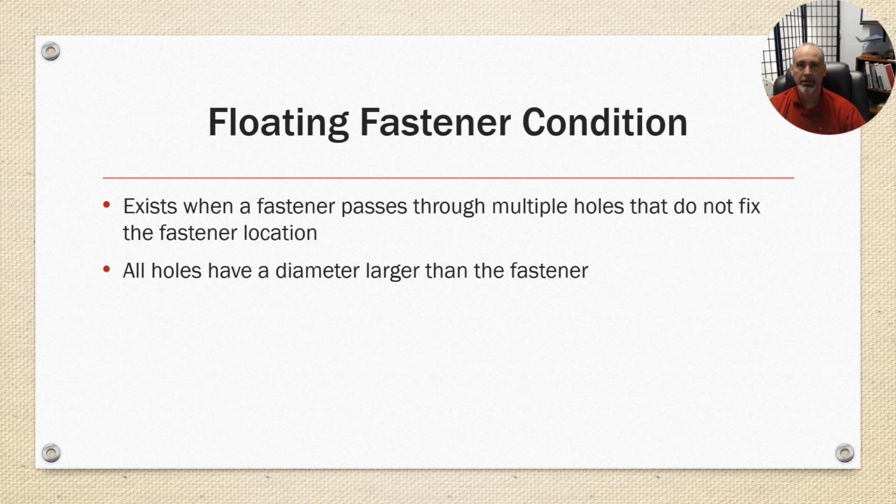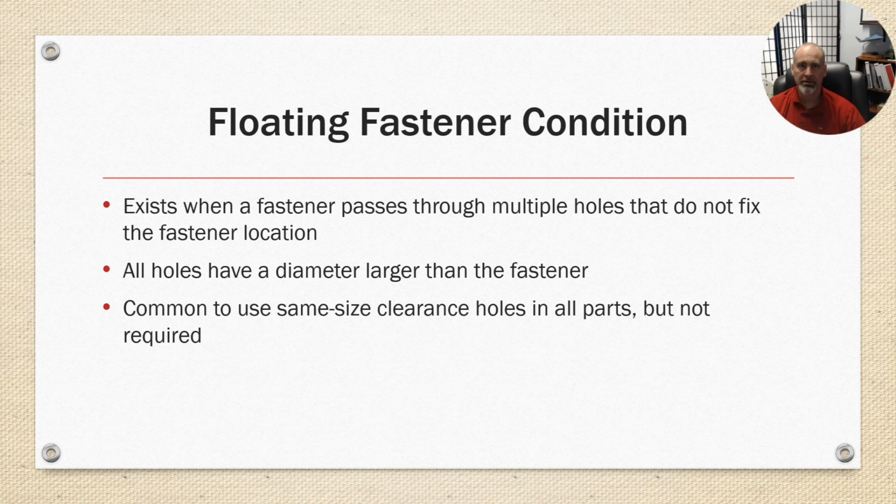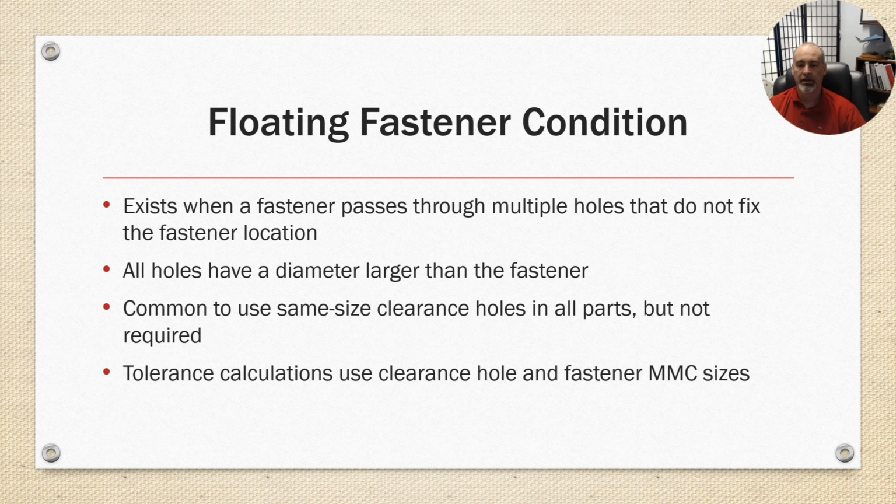All holes have a diameter larger than the fastener, and it's common to use same-sized clearance holes in all parts, but that's not required. Good design would be that if you have multiple parts going together, the clearance holes are all made the same size. Where you run into variations is when you have custom-made parts going in with parts made by different vendors, then it's whatever they designed. So it gets a little more complicated. Tolerance calculations use clearance hole and fastener MMC sizes.